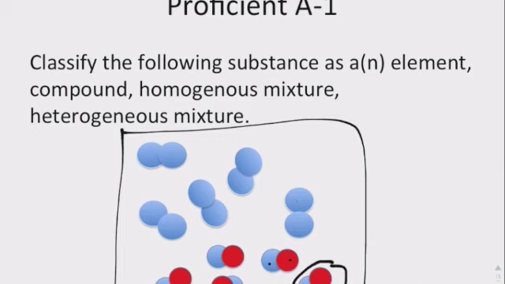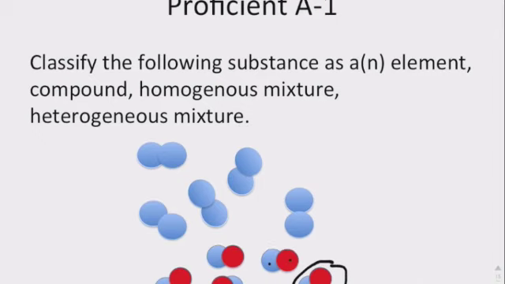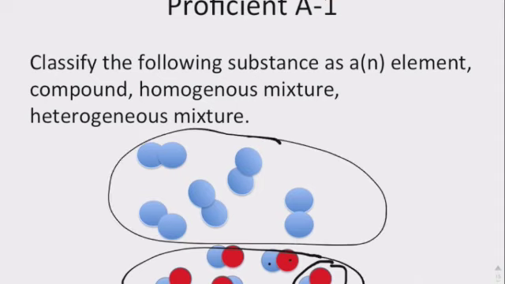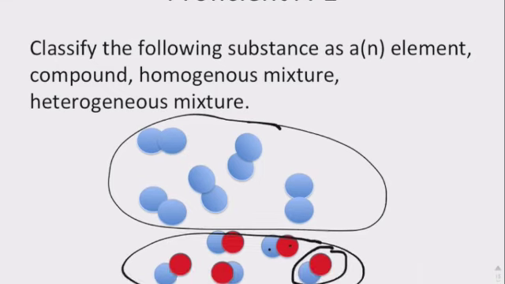But when we're looking at it, what we would say is that this is going to be a heterogeneous mixture. The reason why is that we can see there are different parts to it. We can see that the red and the blue bonded together are kind of settled at the bottom, and these guys are settled at the top. And so we would be able to see a difference between those two things. So we call that a heterogeneous mixture.